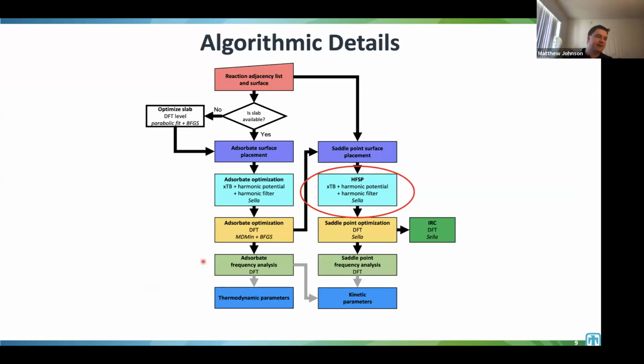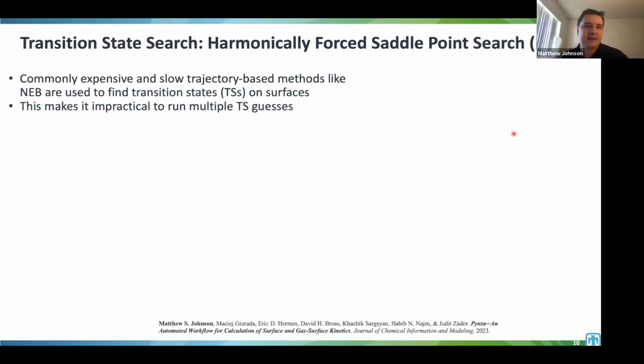In terms of the algorithm, a lot of these steps, like adsorbate optimization and frequency calculation, are relatively straightforward. It's a lot of work to put it all together and run all of these in a workflow, but not necessarily so complicated. The trickiest processes in these workflows are usually adsorbate surface placement and transition state guess generation. Adsorbate guess generation works a little bit similarly, but I'm going to talk primarily about transition state guess generation, just so you understand what's going on.